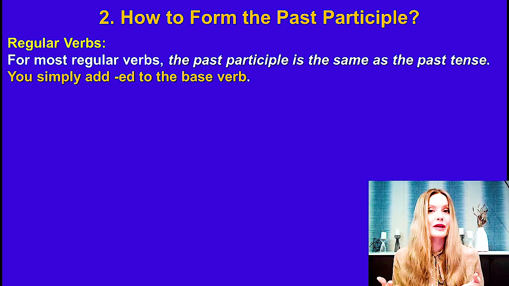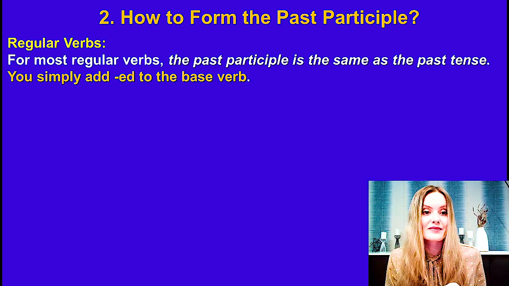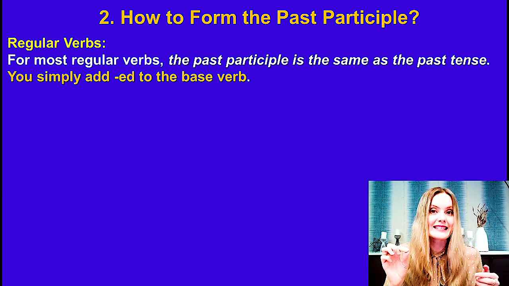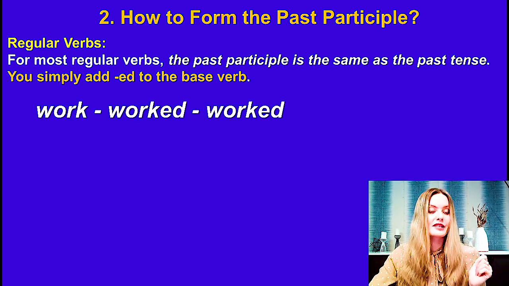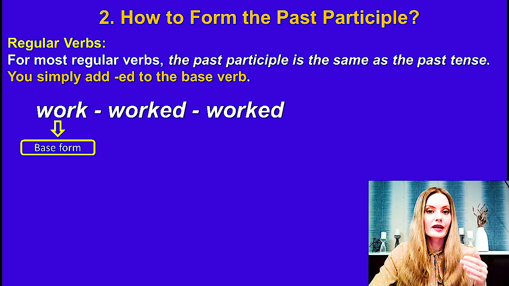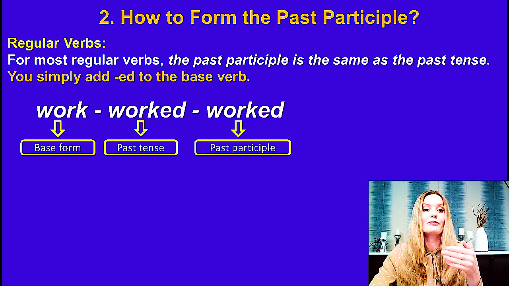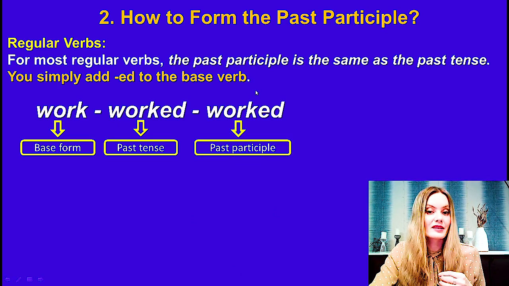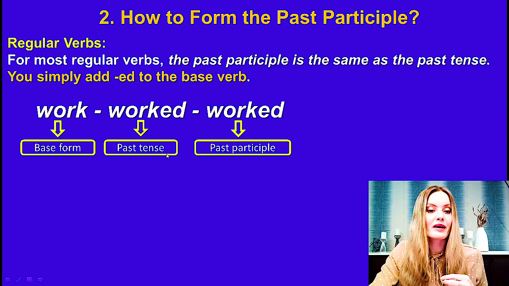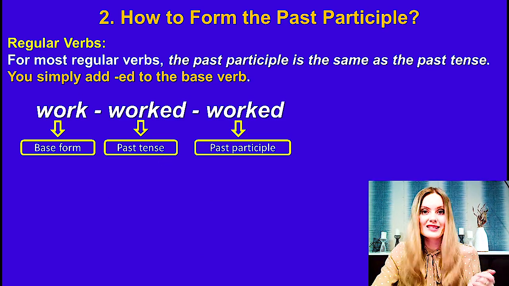For most regular verbs, the past participle is the same as the past tense. So you simply add ed to the base verb. For example, work, worked, worked. So work is a base form of the verb, right? Then worked, it's a past tense. And then again, worked is a past participle. So the past participle is the same as the past tense. We simply add ed to the base verb, and that's it.